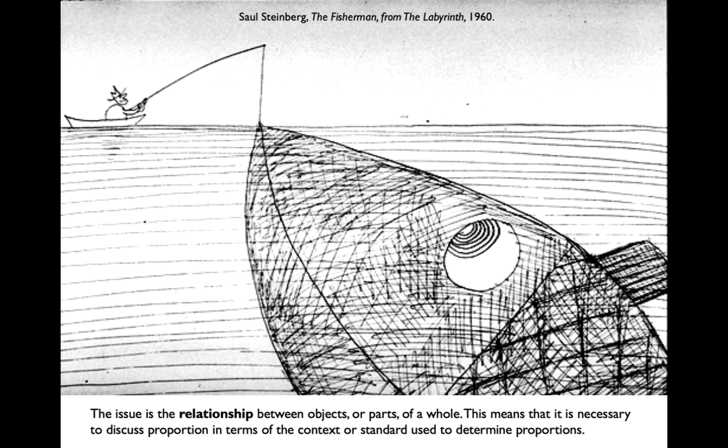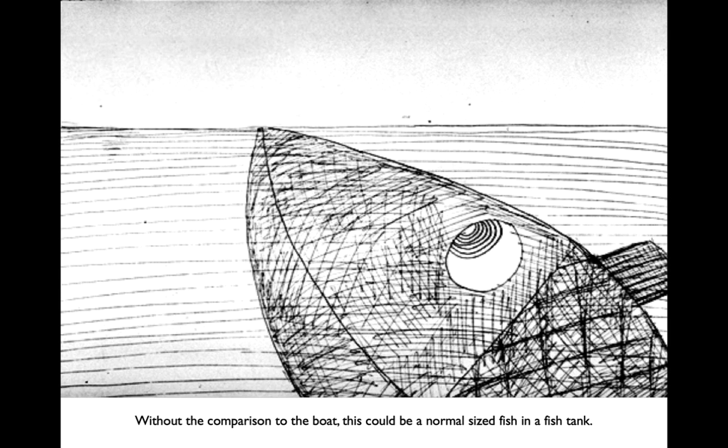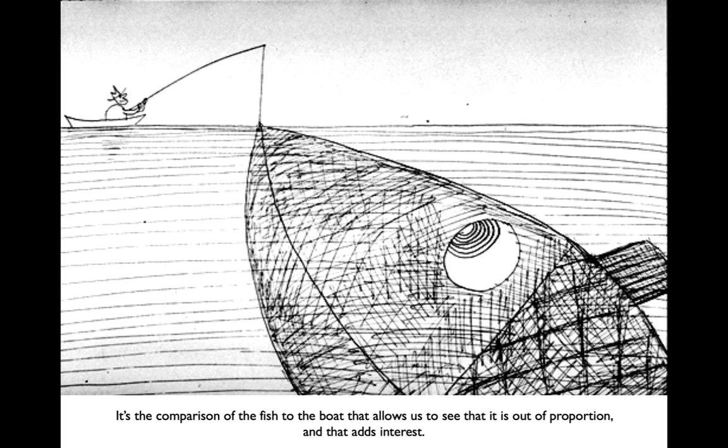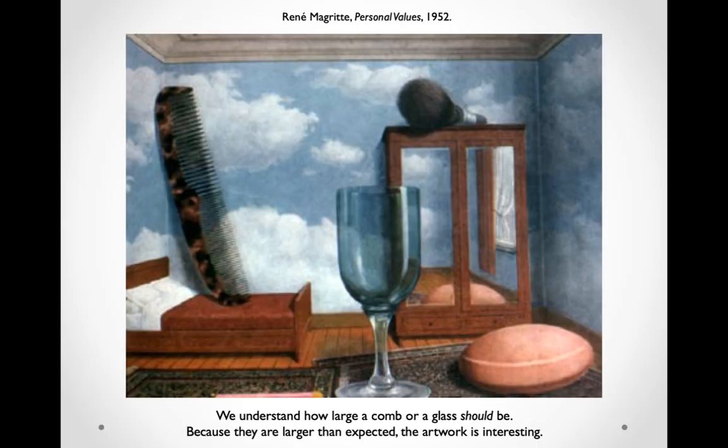This is a good example. If you were to take away the boat, this could just be a fish in a fishbowl. It could just be a regular sized fish that we're used to seeing. But by having the boat in there, you can see that the proportion is really interesting, that we're not used to seeing a fish be this big in comparison to a boat. So that's what makes that interesting.